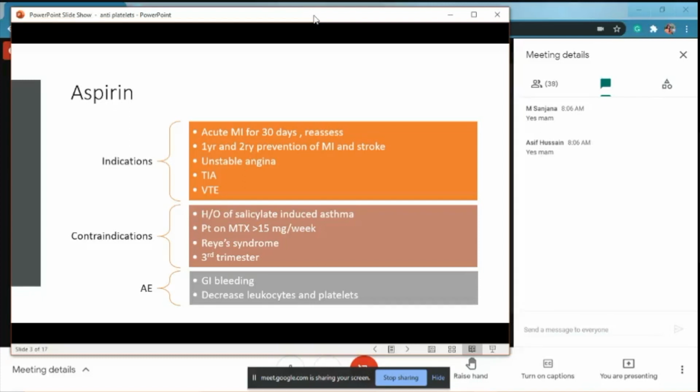Then we all know Reye syndrome. That is the reason, it's very common. Probably you are all aware of Reye syndrome. That's the reason we avoid aspirin in children, especially those who have fever due to viral infection.